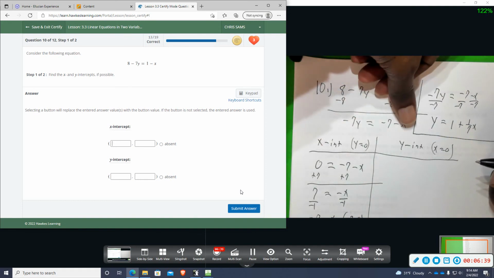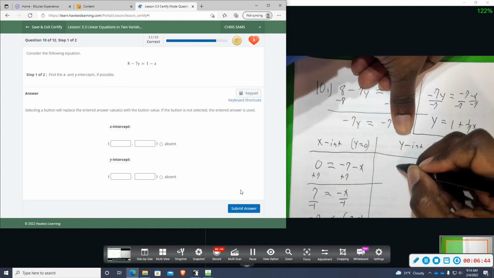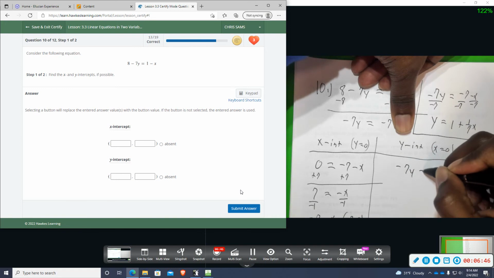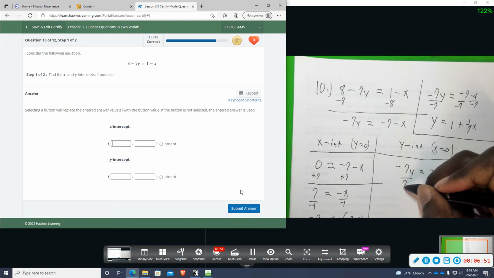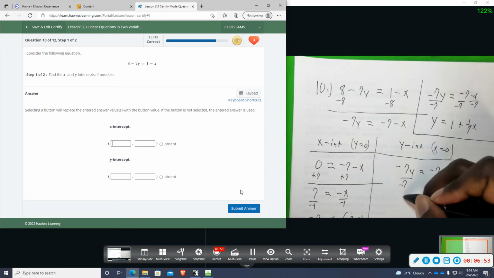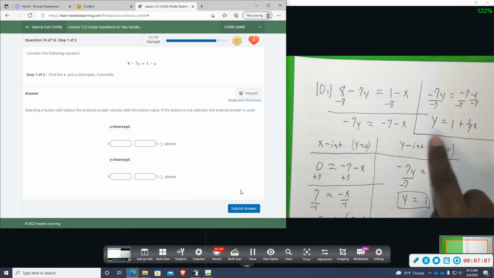And then for the y-intercept, we plug a 0 for x, and we're left with negative 7y equals negative 7. And then at this point, we're going to divide by negative 7, and we get y equals positive 1. And then the ordered pair would be 0, 1. So we got two ordered pairs for our intercepts, and we'll be able to graph that pretty easily. I'm also going to graph this as well and show you how to see this with the calculator.